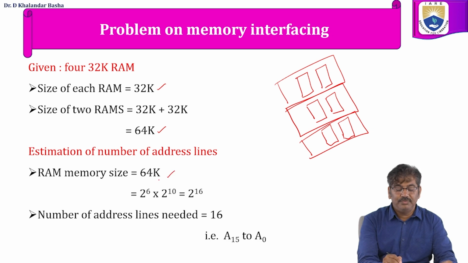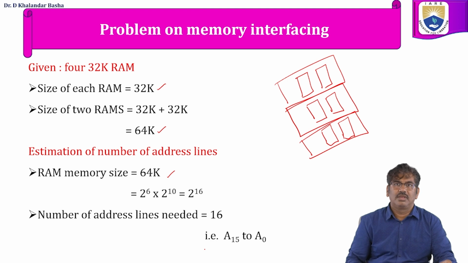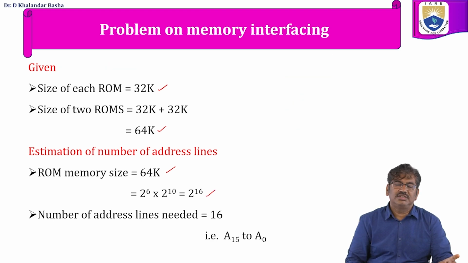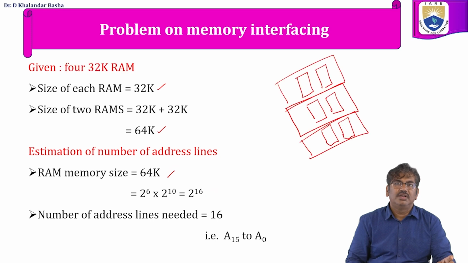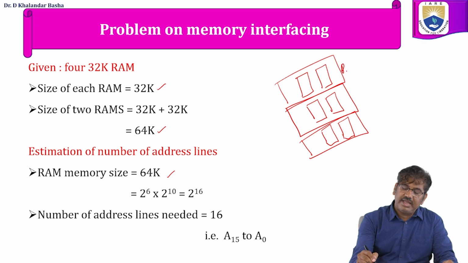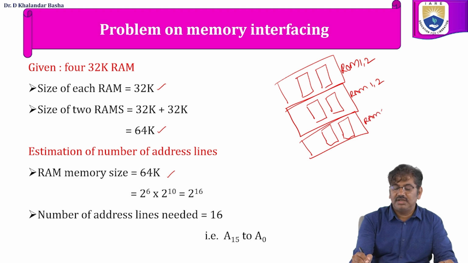The number of address lines we can calculate by writing the 64K as 2 to the power of some value. 64 we can represent as 2 to the power of 6, and 1K as 2 to the power of 10, which gives 2 to the power of 16. So 16 address lines are required here, from A0 to A15. The number of address lines required for ROM is 16, from A0 to A15, and for RAM also A0 to A15. So this I can take as ROM blocks 1 and 2, these are RAM 1 and 2, and these are RAM 3.